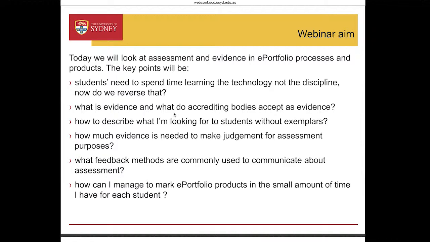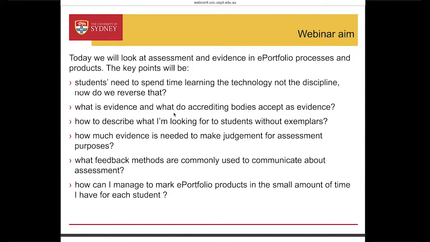Anyway, feedback methods commonly used to communicate about assessment. Jenny and I had a long conversation, and we agreed that good pedagogic practice is always to provide a rubric. So we've got a little bit of information about what we contain in those rubrics specific to the portfolio work that we do.